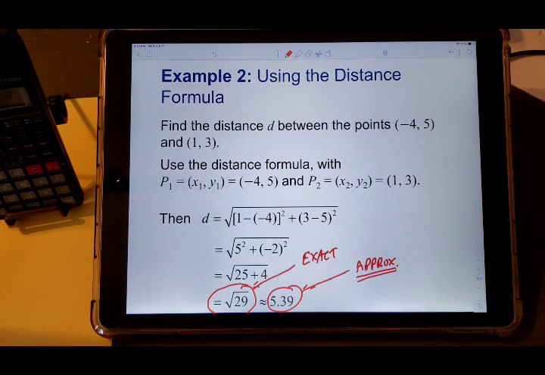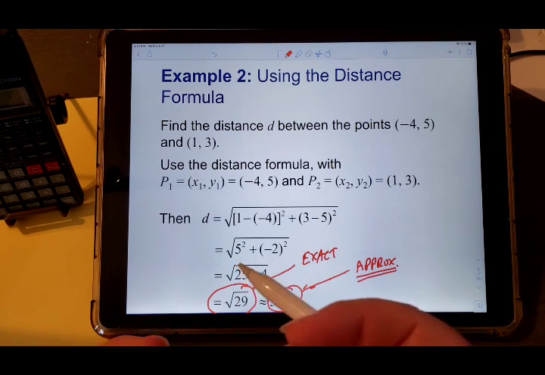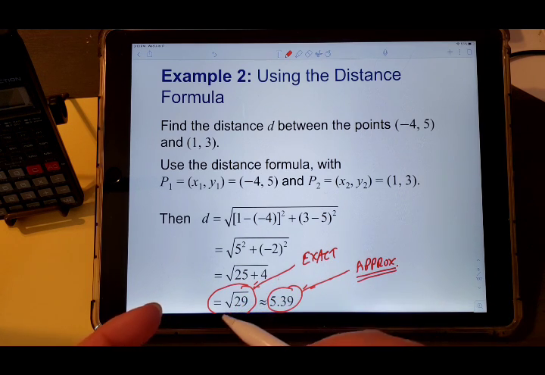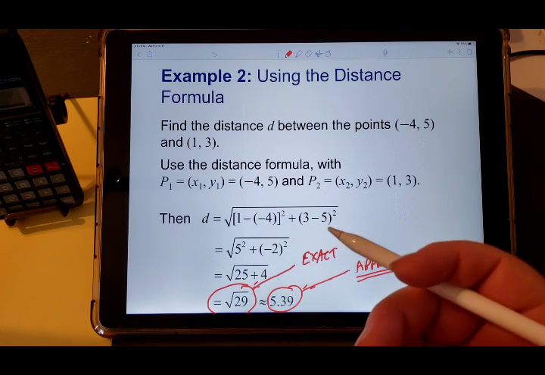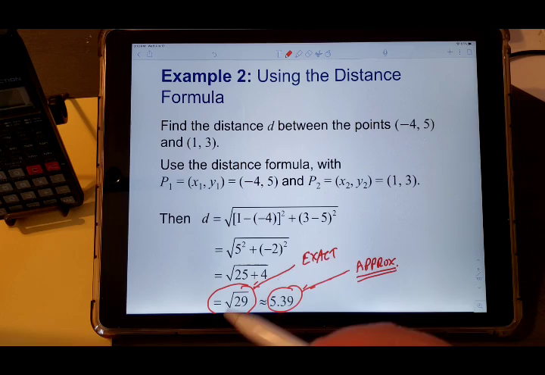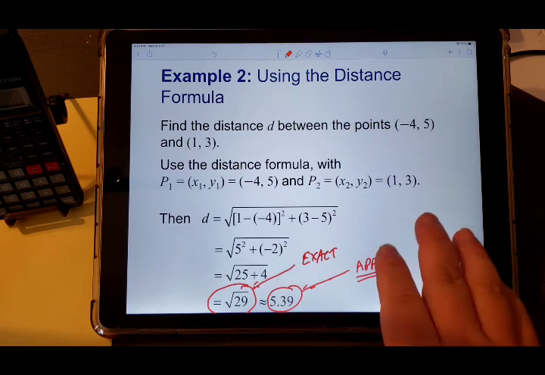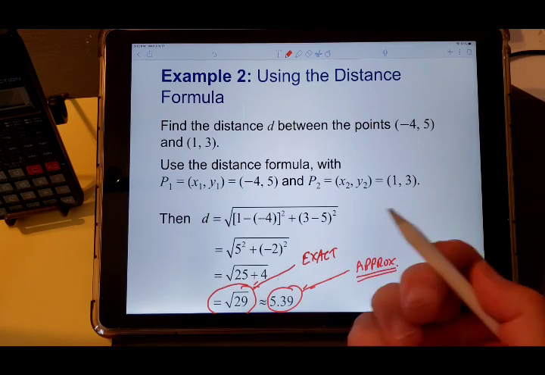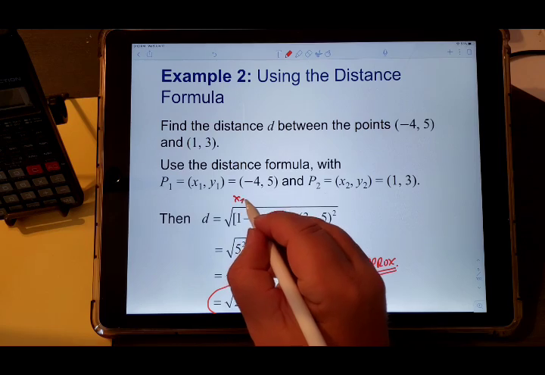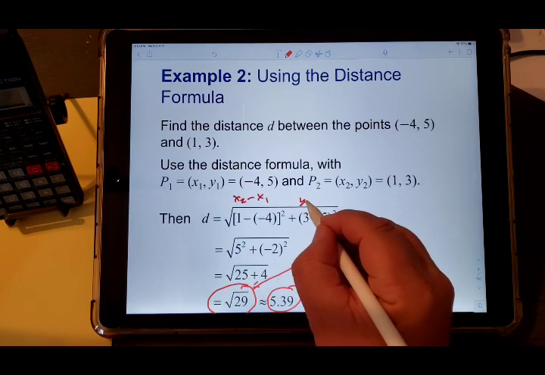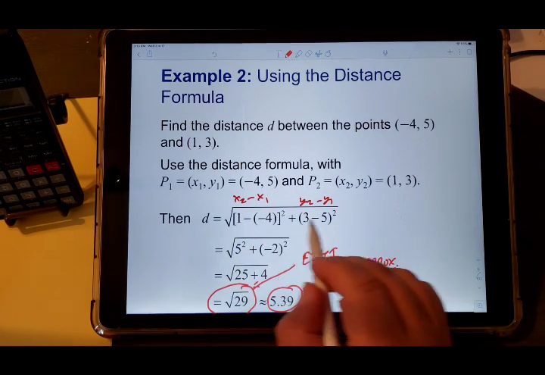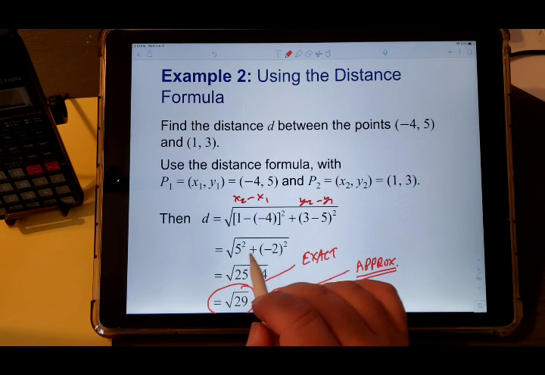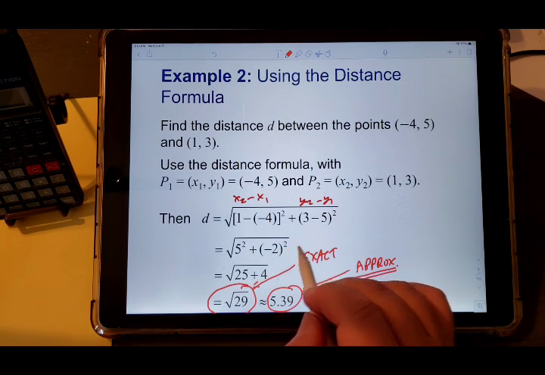I only mention that because some students will say, well, I did it with x1 minus x2 and it worked. Should I change it? You don't have to change it. It's going to be fine. All right. But like I said, most books will do x2 minus x1, y2 minus y1. So if you want to follow along in a book or a presentation, just keep that in mind.